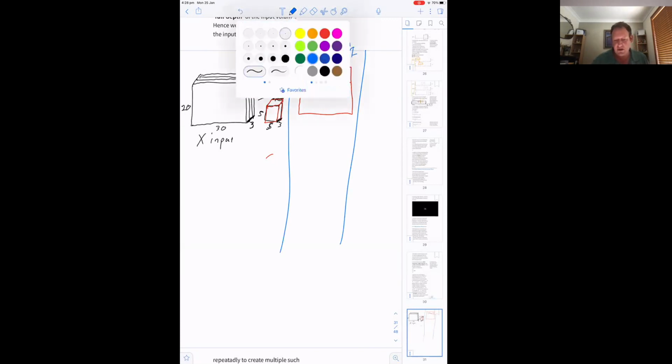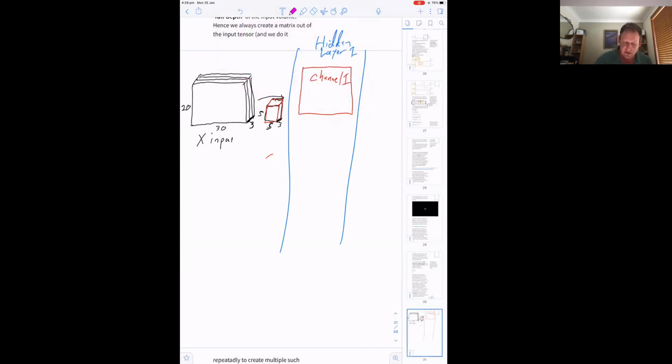But typically we don't just have one filter; we have multiple filters, and hence multiple channels. So then there's going to be a second filter.